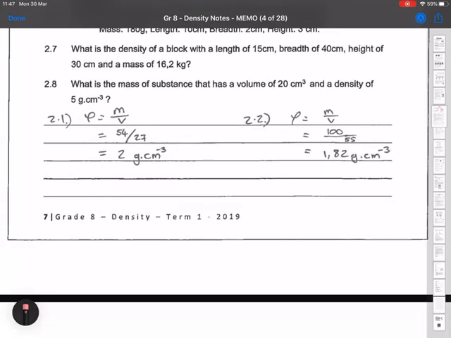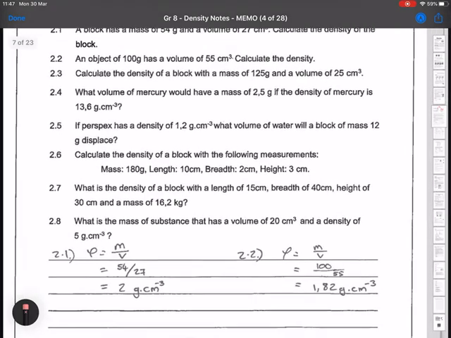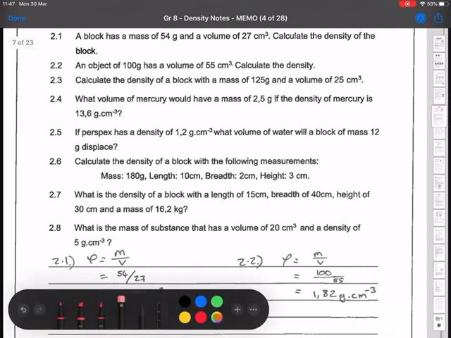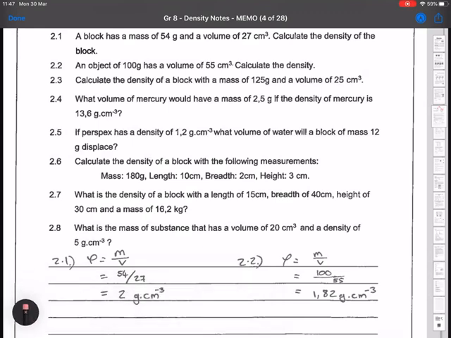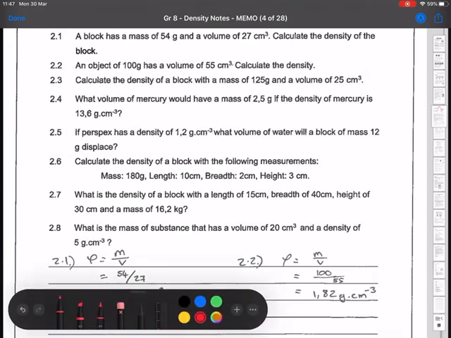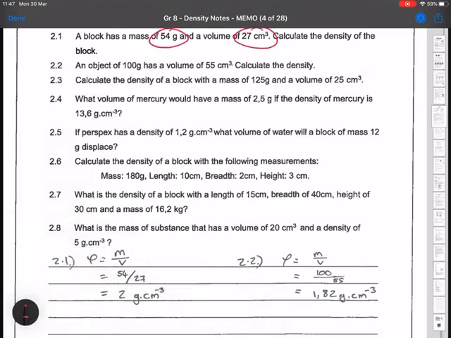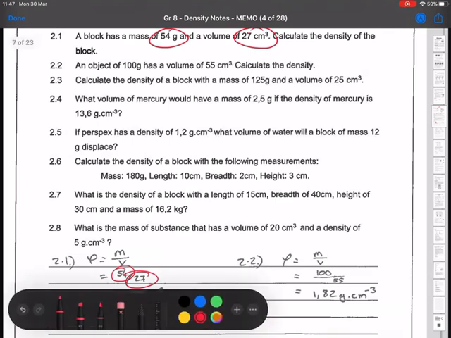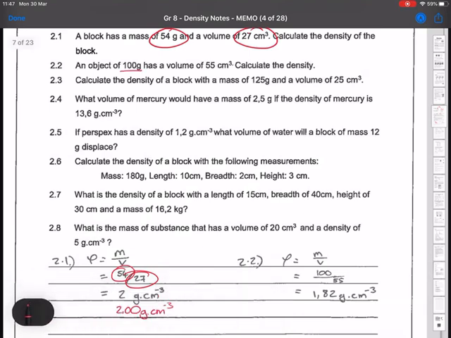2.1, now we have to actually calculate density. So for 2.1 we've got a block. Its mass is 54 grams and volume 27 centimeters cubed. So 54 divided by 27 gives us 2 grams per centimeter cubed. Maybe a good idea to write it with 2 decimals. Okay. Question 2.2, 100 grams, 55 centimeters cubed, gives you 1,82 grams per centimeter cubed as your density.